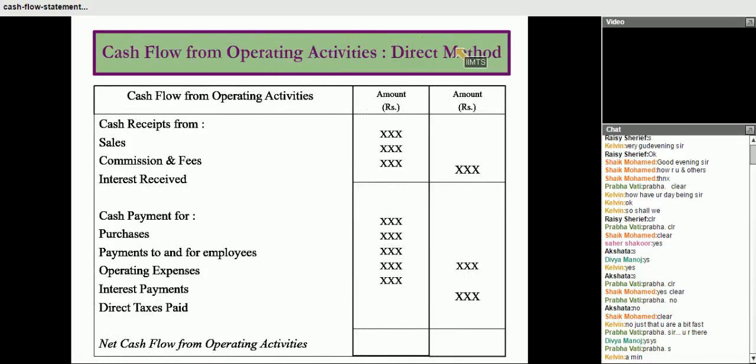So you can see this format for direct method. In this, first we are calculating the cash flow from operating activities, right? So in this comes the cash receipts from sales, commission and fees, interest received, right? Then we will check the cash payment for purchases, payments to and for employees, operating expense, interest payments, direct taxes paid, right?